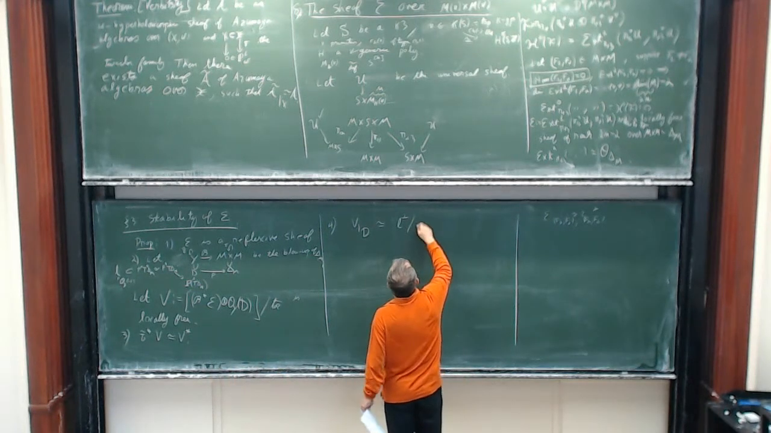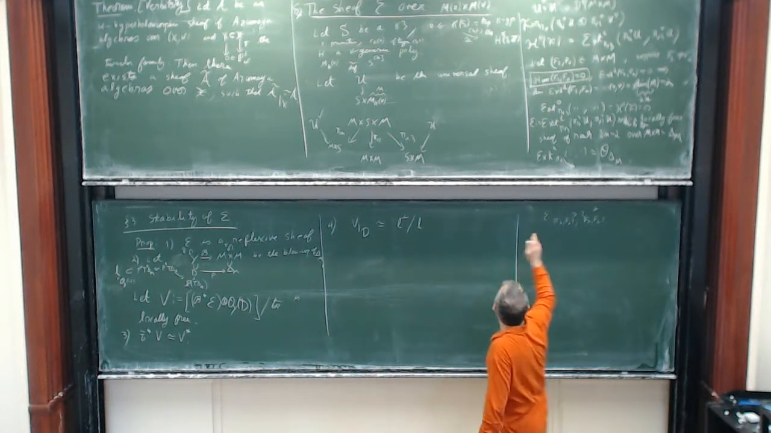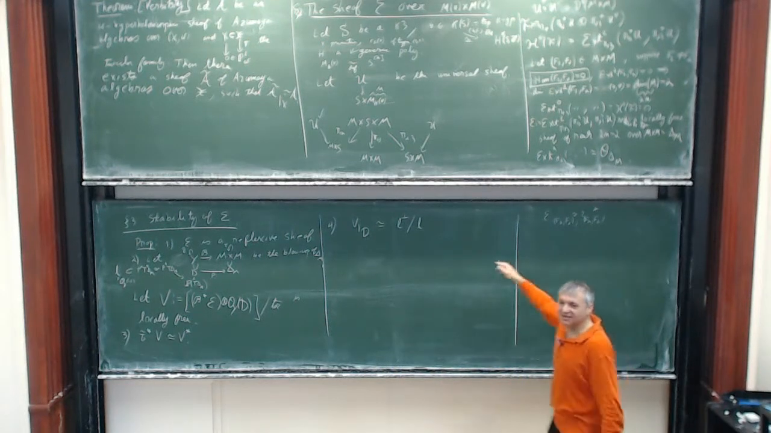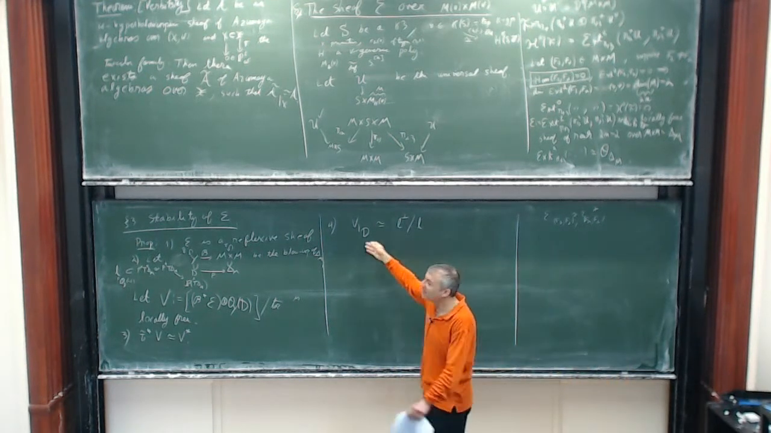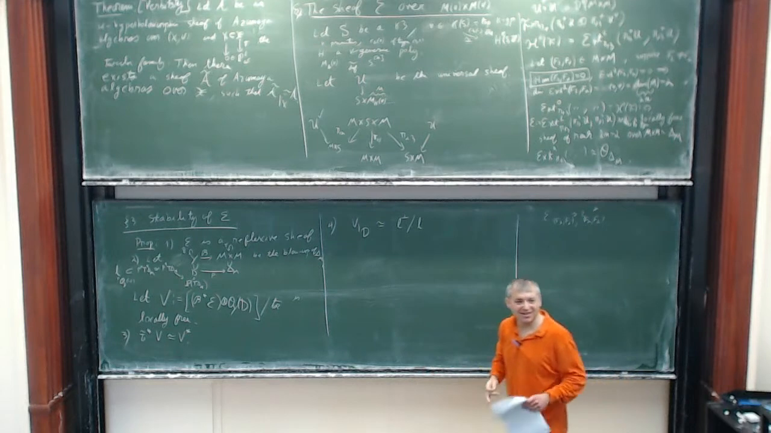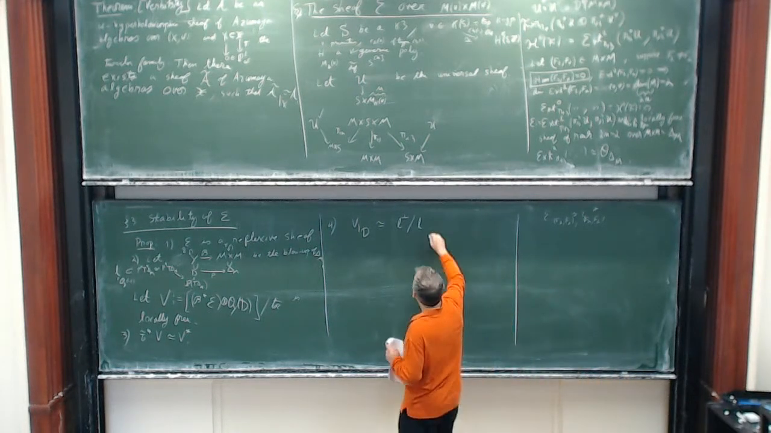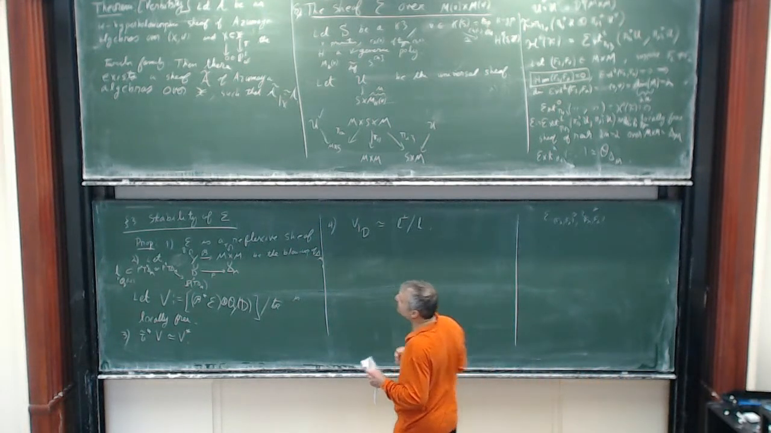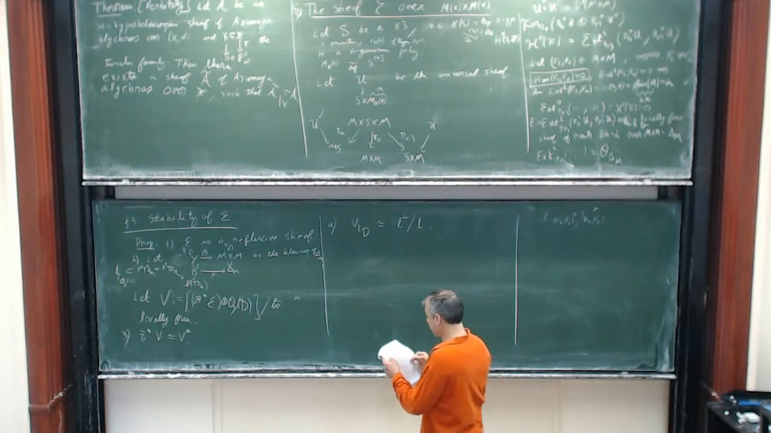Modulo L. Remember that the rank of E is 2n minus 2. This is symplectic, and they are isomorphic. So this is useful for the proof of stability. So we will now use it.